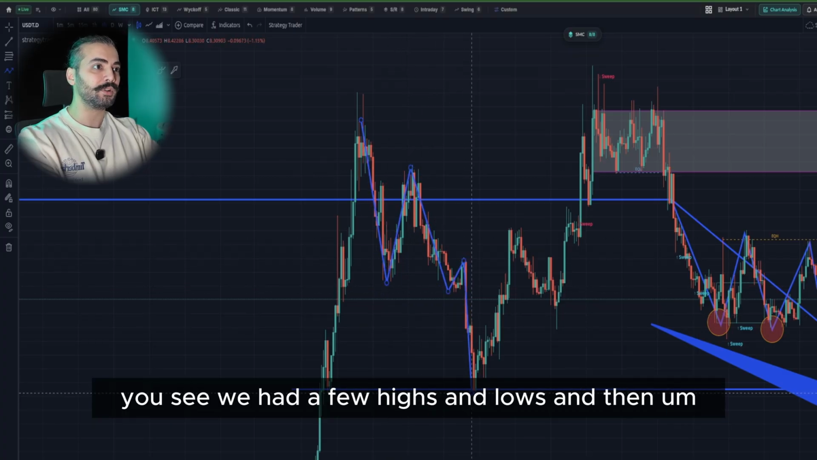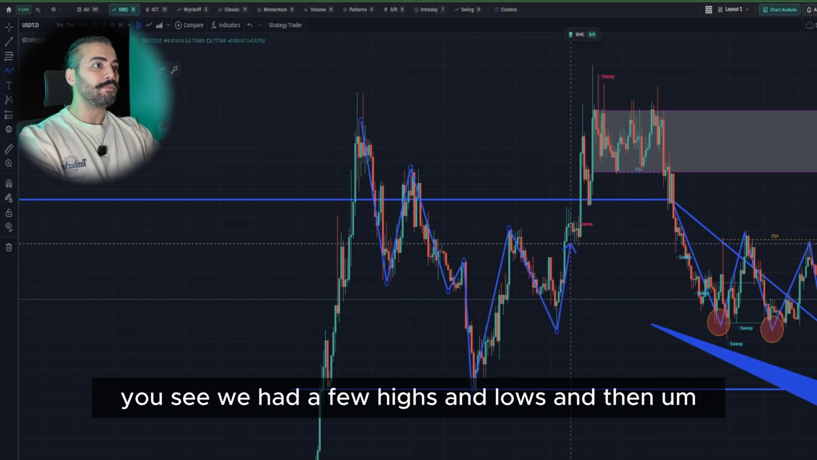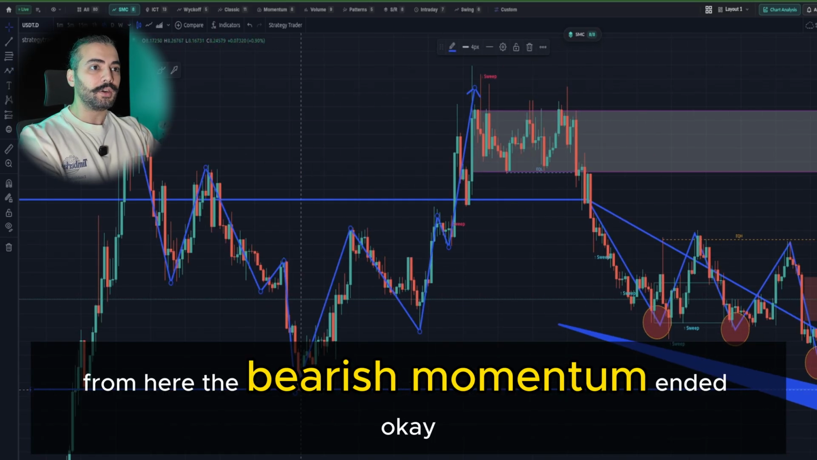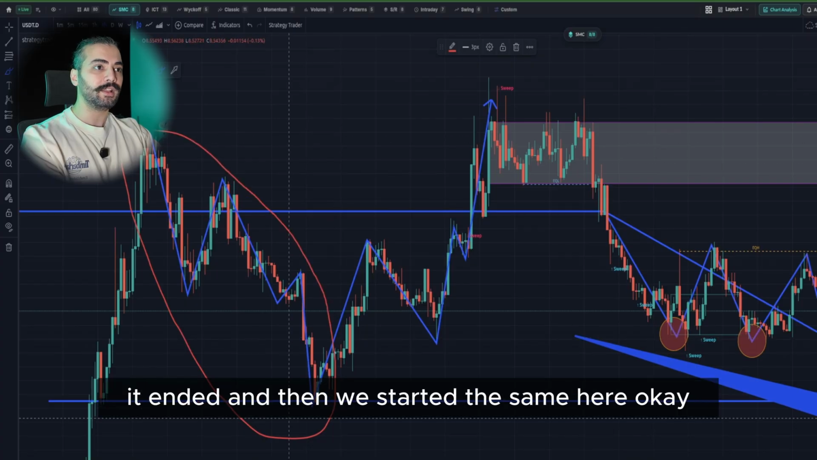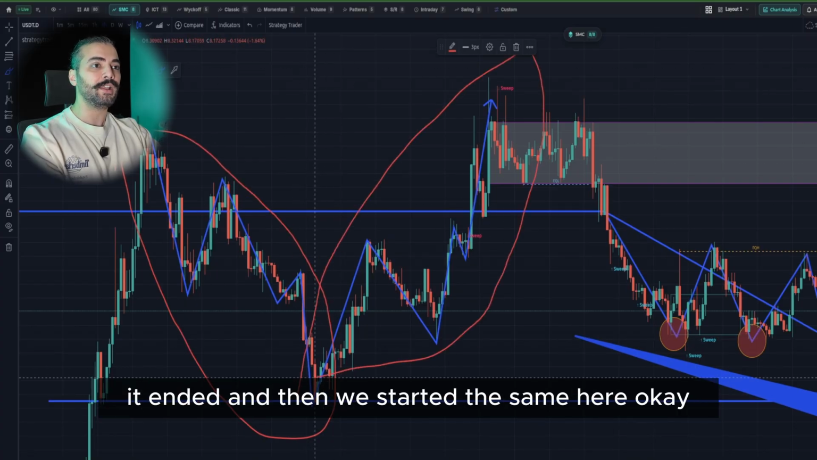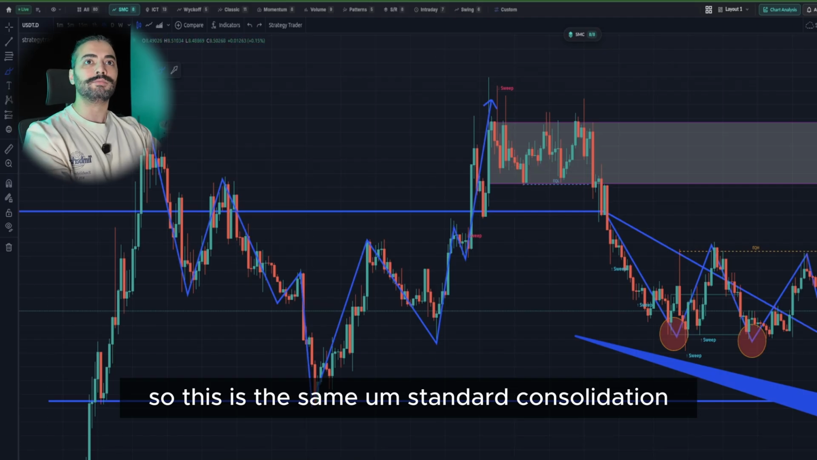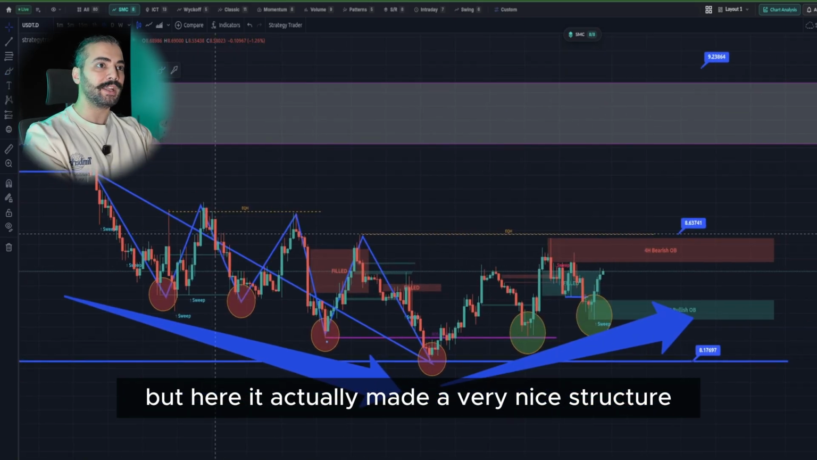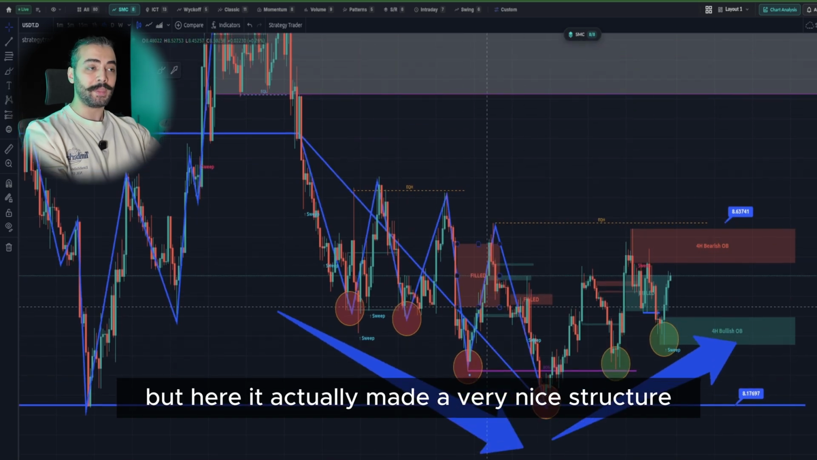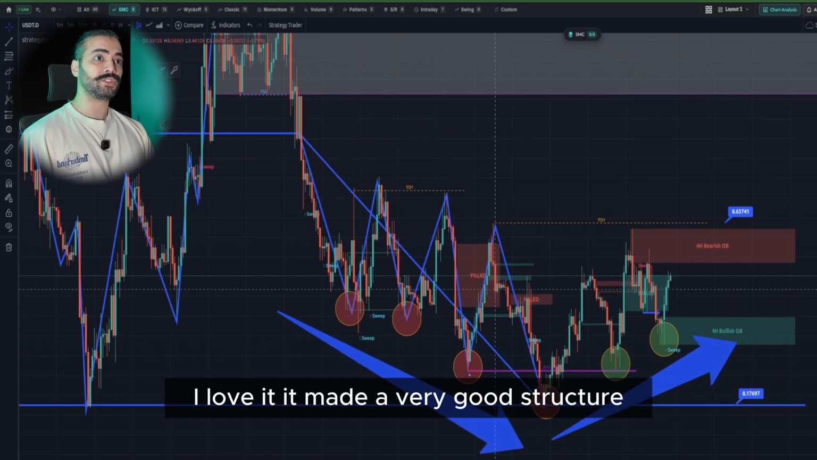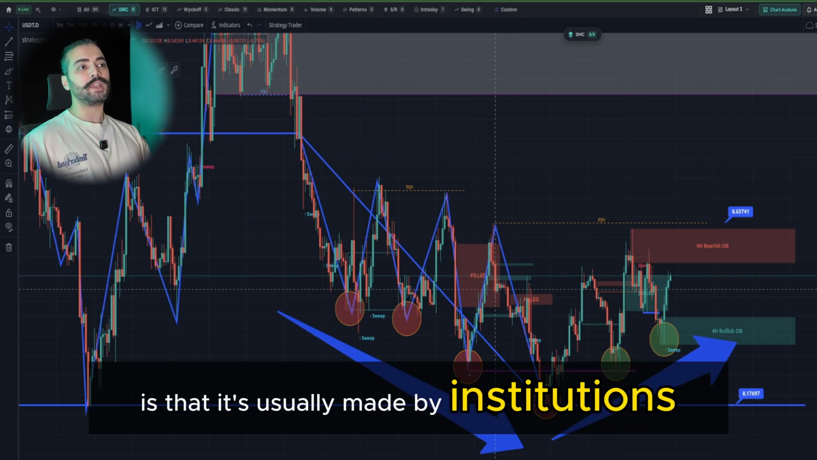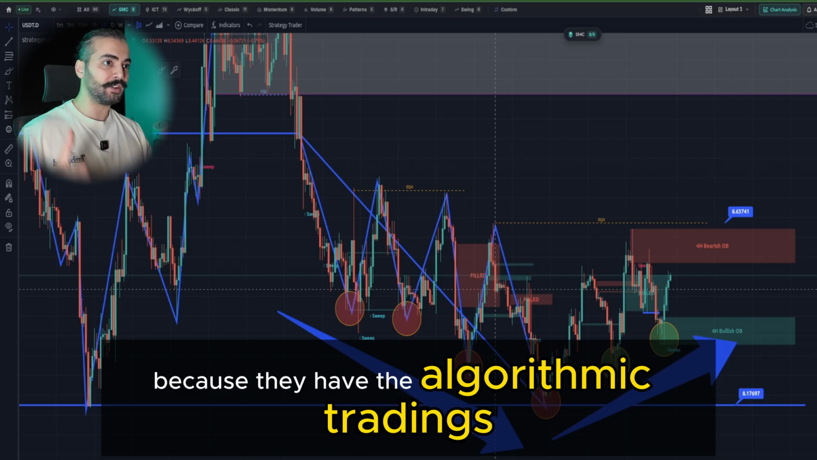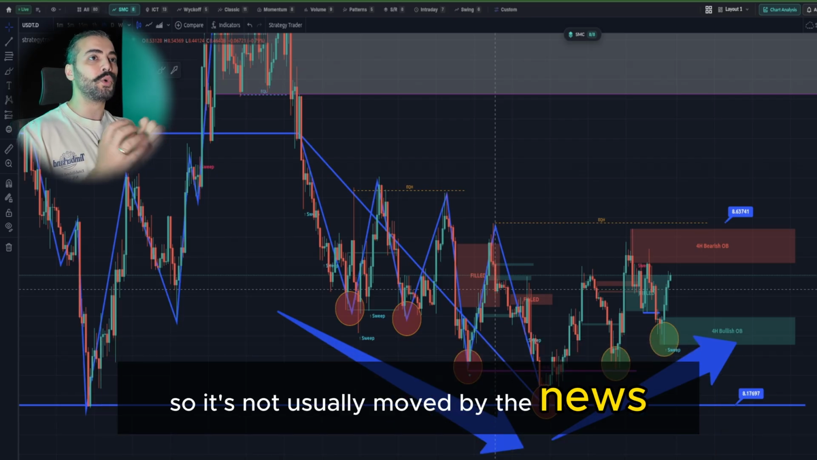You see, we had a few highs and lows, and then from here, the bearish momentum ended, okay? We had this bearish momentum here, it ended, and then we started the same here. So this is the same standard consolidation, but here it actually made a very nice structure. I love it. But the thing about nice structures is that they're usually made by institutions because they have algorithmic trading. So it's not usually moved by the news.